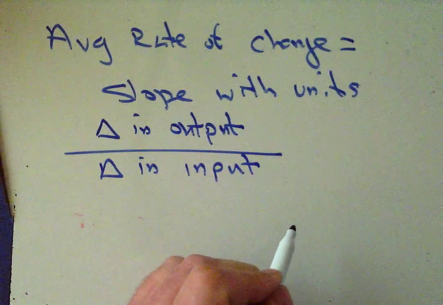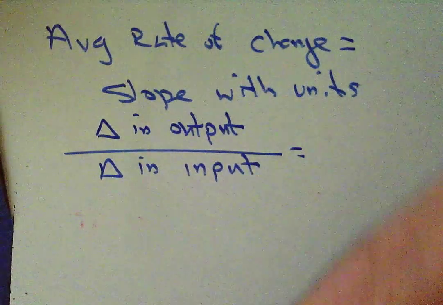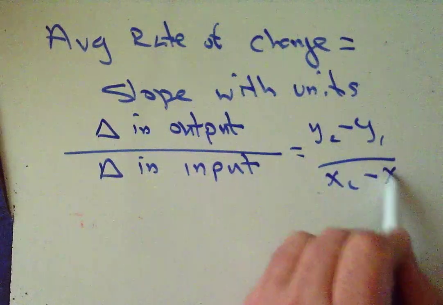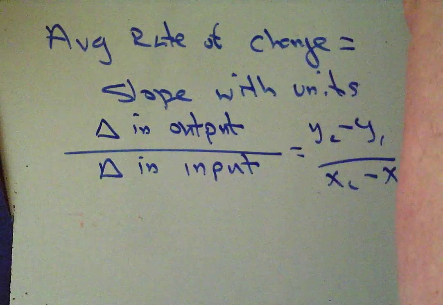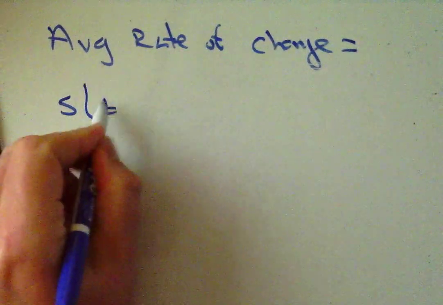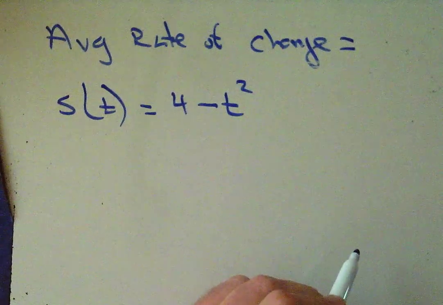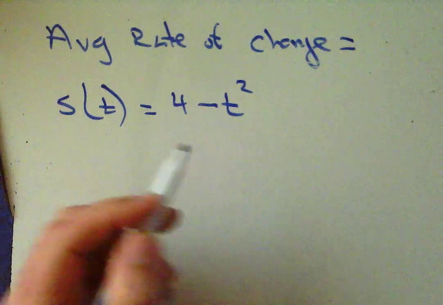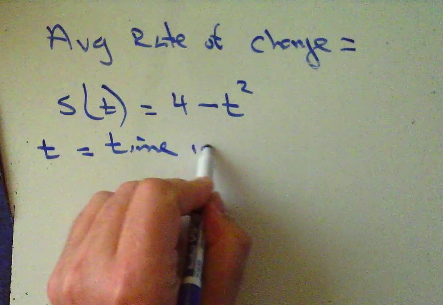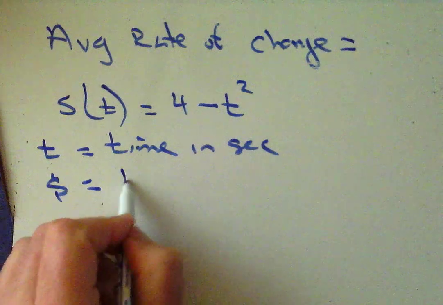Okay, so let's imagine, and that's just our slope formula, right? y2 minus y1 over x2 minus x1. Well, what happens if we have a function like this? Position as a function of time is s equals 4 minus t squared, where t is time in seconds and s is height.